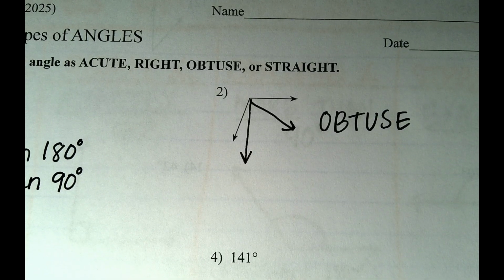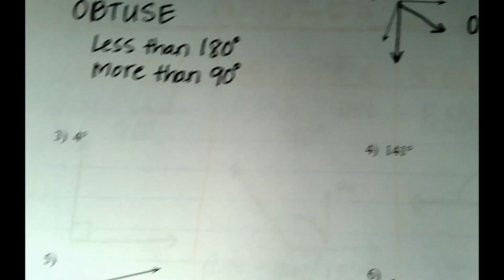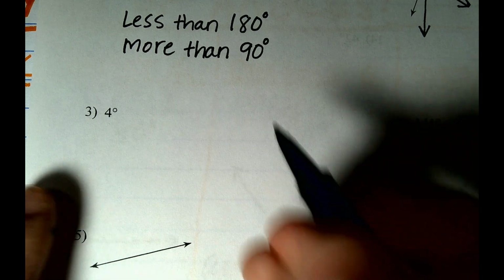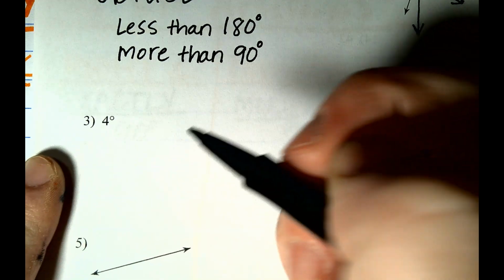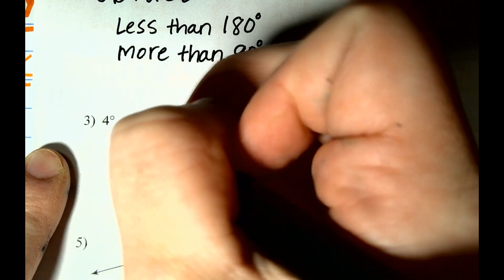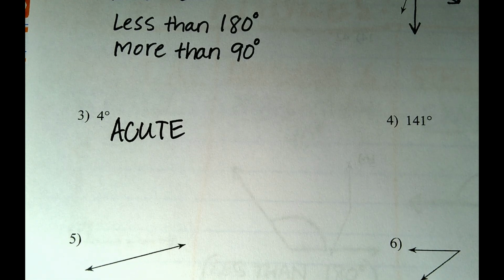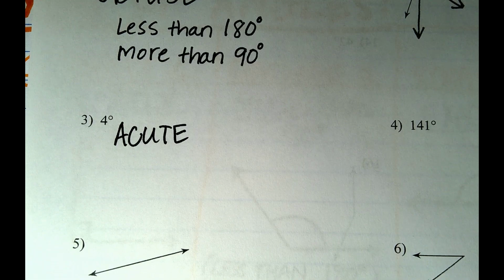Okay. Let's look at this one, number 3. 4 degrees. Acute, right? An acute angle. It's less than 90. It's a little acute angle. That was my favorite way to learn acute angles because they're so little, they're a cute angle.